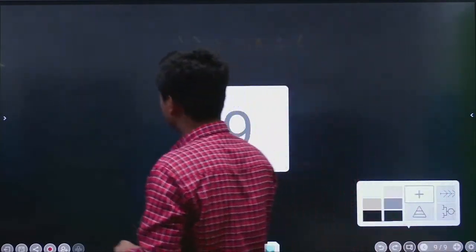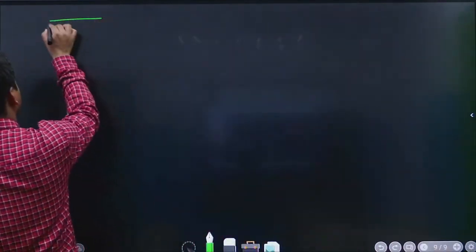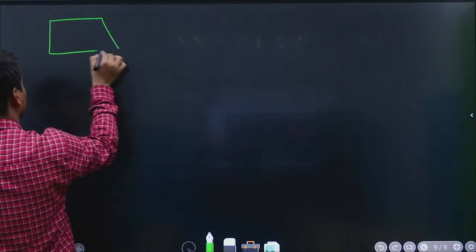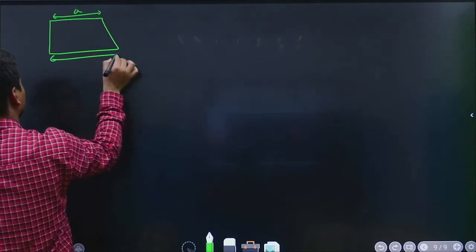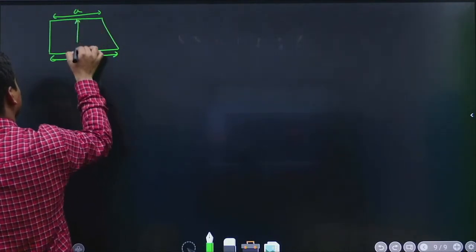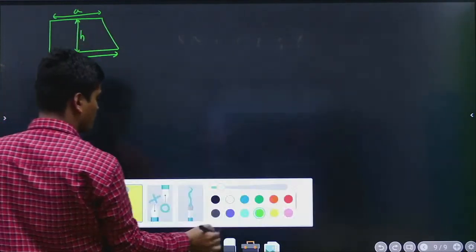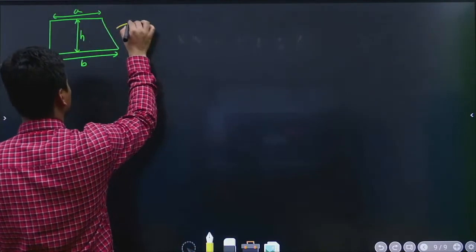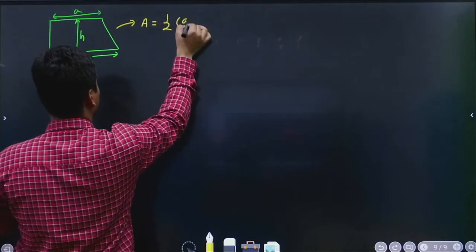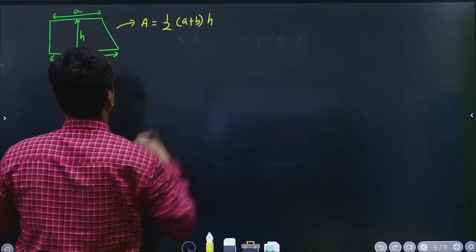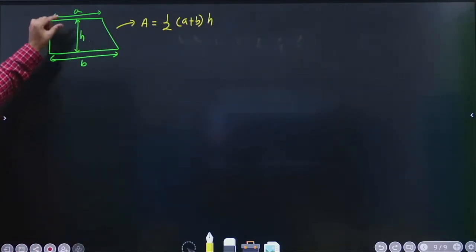If this type of picture is there, this is also a trapezium. Here this side is A, and this is the other parallel side, B. The height is h. Now if I want to find the area of this trapezium, how much is it? Half into the sum of the parallel sides into height h. So half into A plus B into height h.